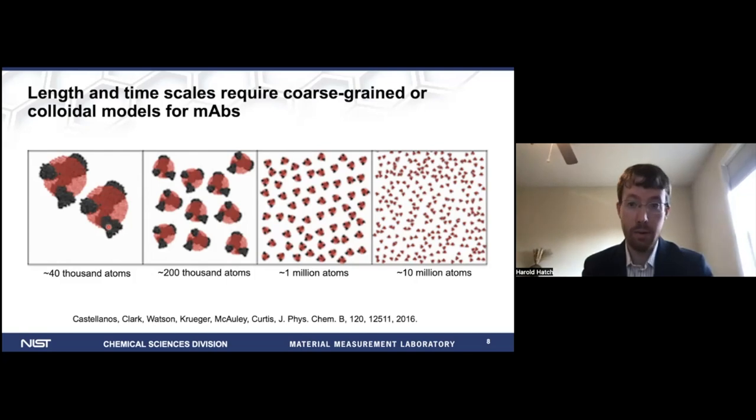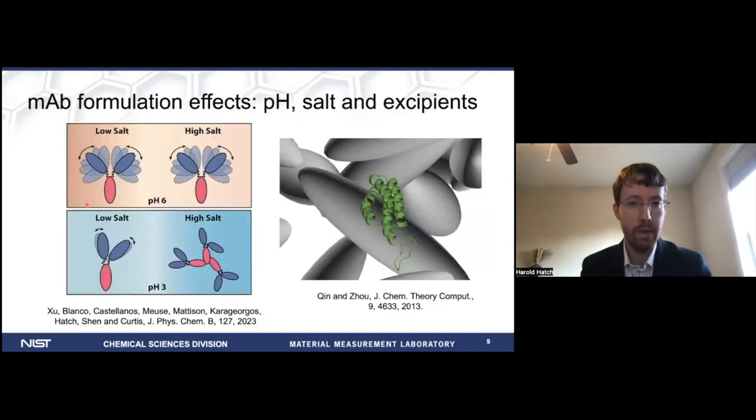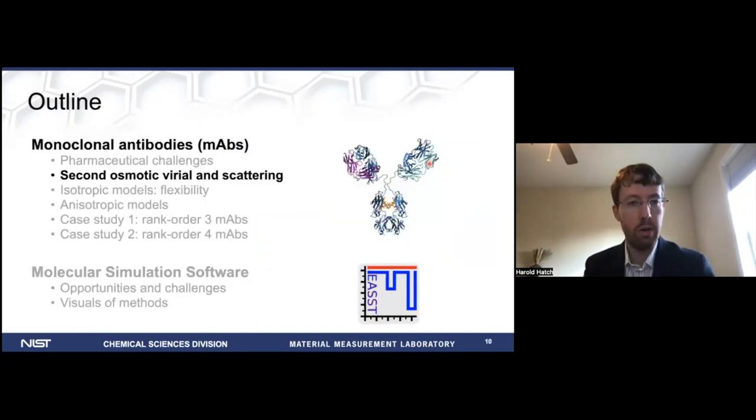We need some kind of more coarse model than that, but still captures the flexibility of the hinge and specific patchy interactions on the surfaces. So ideally, the coarse-grained models also need to be able to capture the effects of the solution. For example, how they behave as you change the salt concentration or the pH conditions, as well as if you add crowders or excipients in the solution. And these are all things that we're working toward.